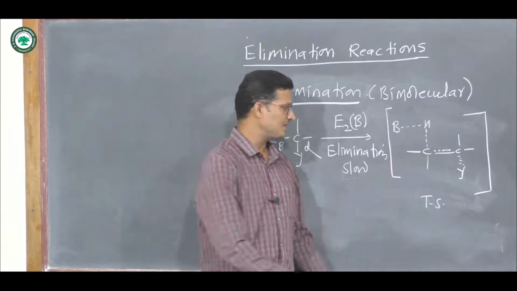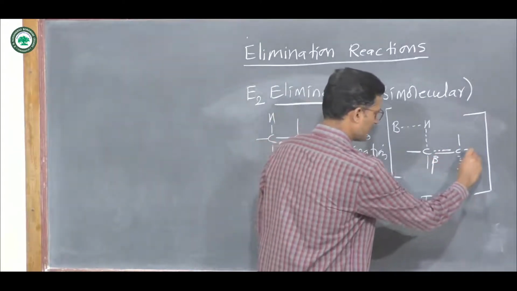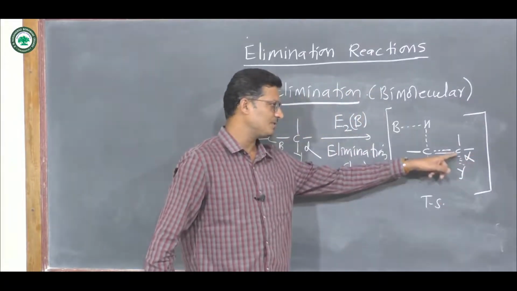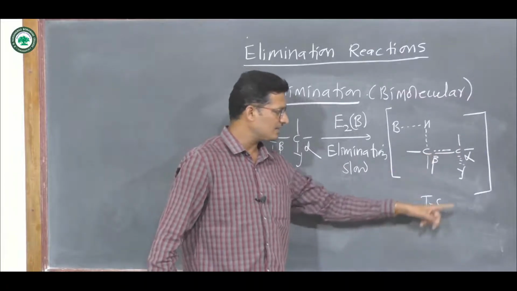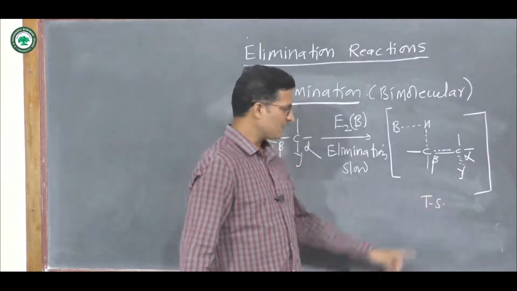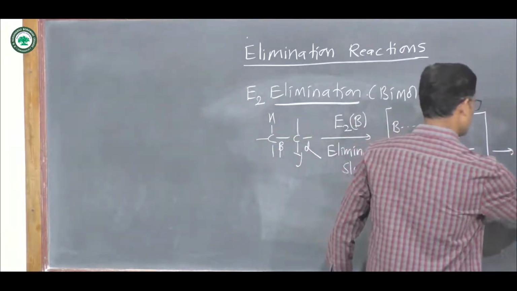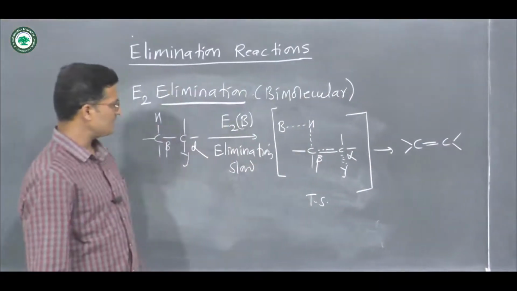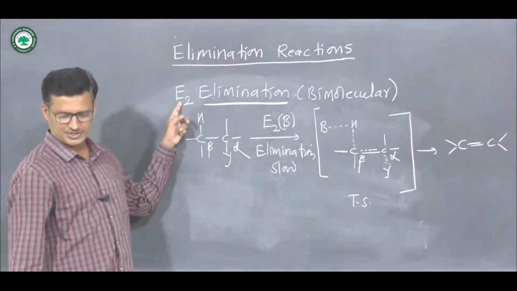Simultaneously, the bond between the beta carbon and hydrogen breaks, and simultaneously the pi bond between the alpha carbon and beta carbon forms, and again the bond between the alpha carbon and leaving group breaks. Once the transition state is formed, it simply converts into the product. So this is a simple example, and we call it the E2 elimination reaction.